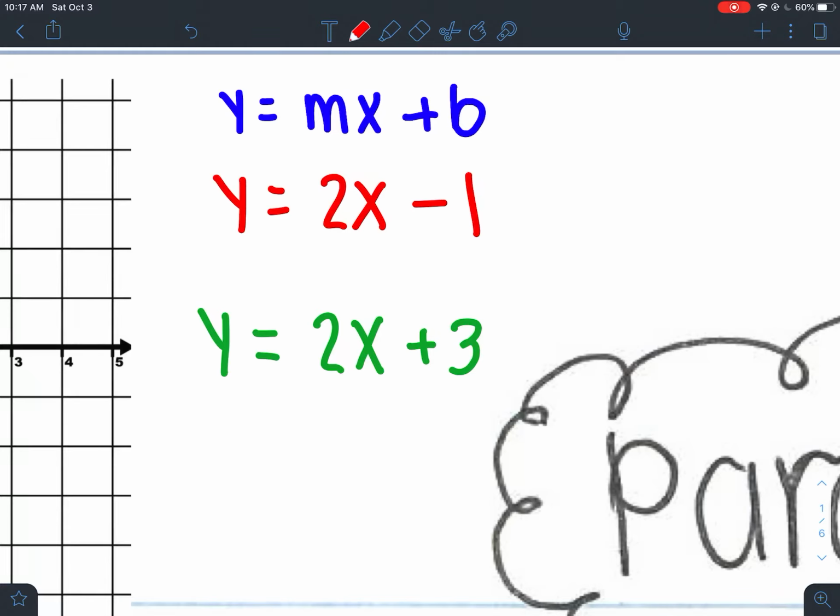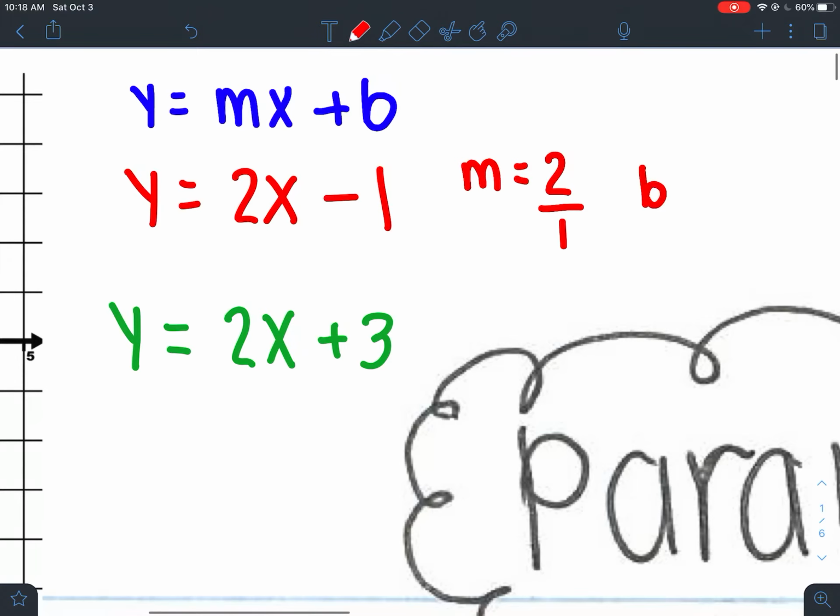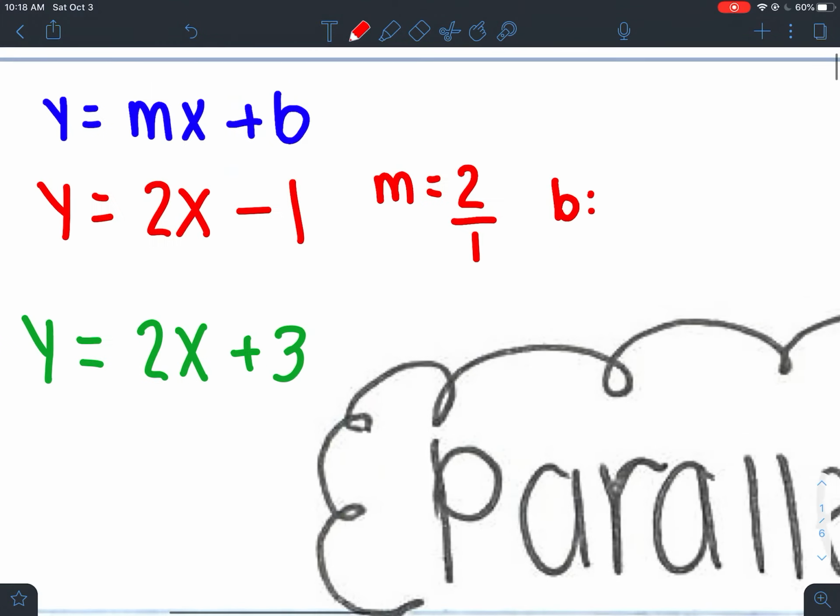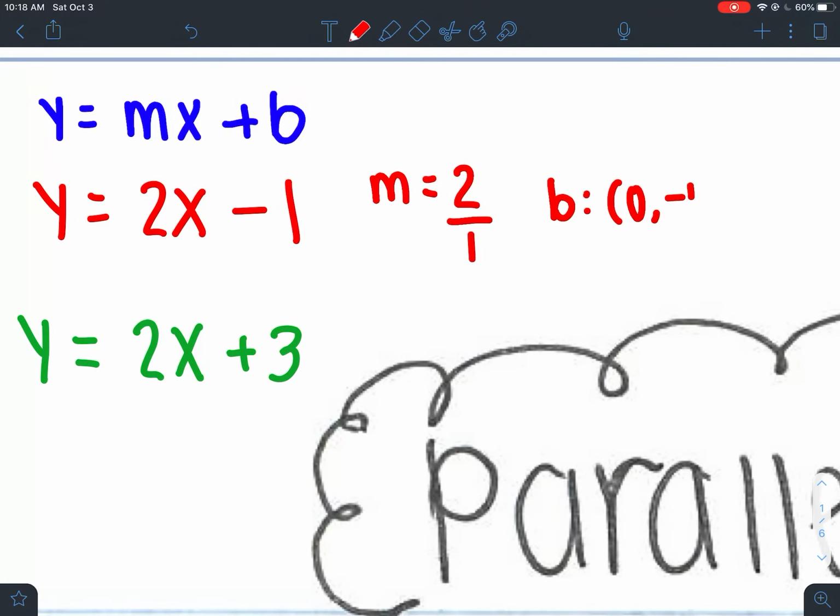I have y equals mx plus b. Our slope for this red equation is going to be positive 2. Remember, your slope is attached to the x in slope-intercept form. When you're graphing, you always want to write your slope as a fraction, so I'm going to have positive 2 over 1. And my y-intercept is going to be the b value, which is 0, negative 1.